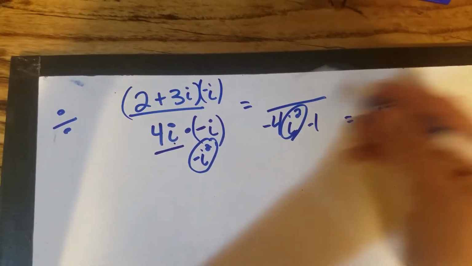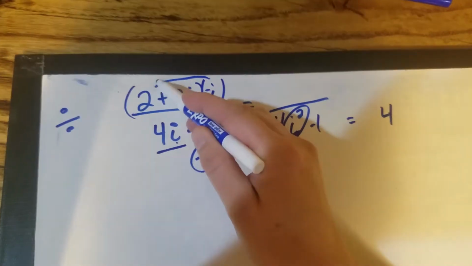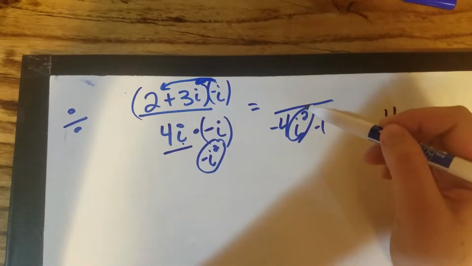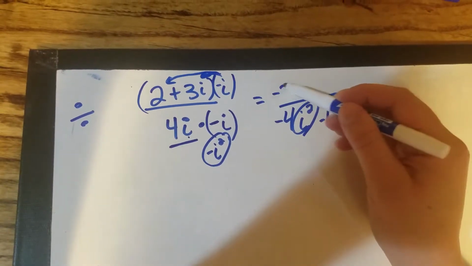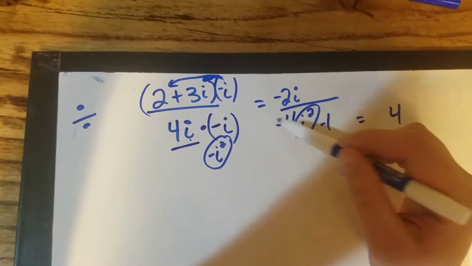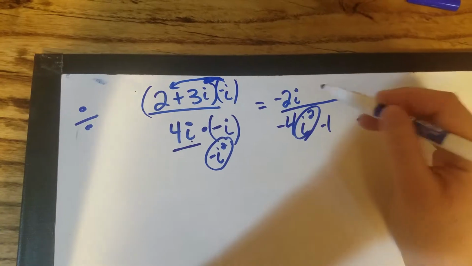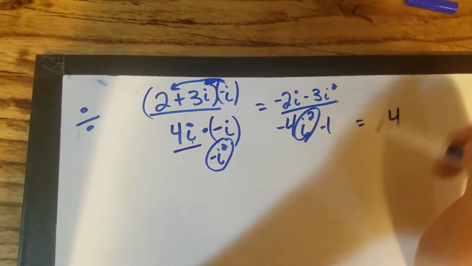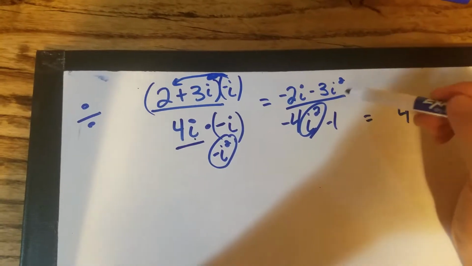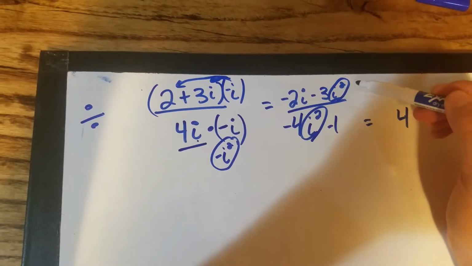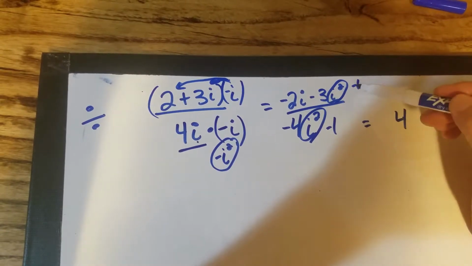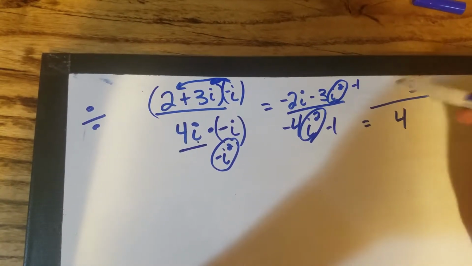For the top, we're just going to distribute in our i, or our negative i should say. So we're going to have 2 times negative i, which is going to give us negative 2i. And we're going to have 3i times negative i, which is going to give us negative 3i squared. i squared, again, is not allowed in our answer. So we change our i squared to negative 1. So we'd have negative 3 times negative 1, which would be 3.